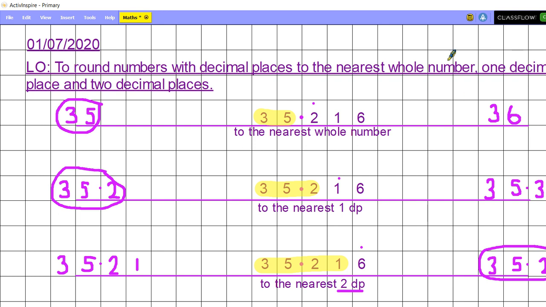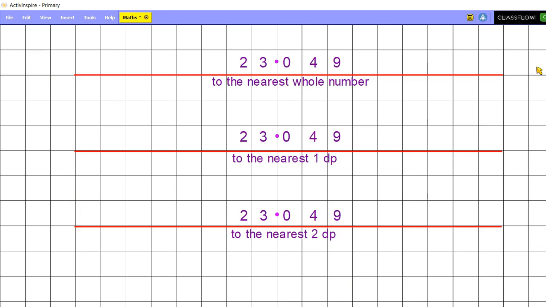Okay? So if you struggled with that, don't worry too much. Maybe replay what I've done. Try and retake in how to do it before you then move on to the next one. Okay? So on here you can see I've got, again, 3 number lines. This one I'm rounding to the nearest whole number. This I'm rounding to the nearest 1 decimal place. And this to the nearest 2 decimal places.